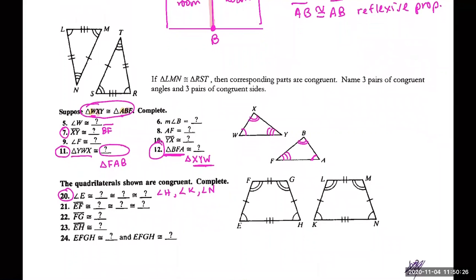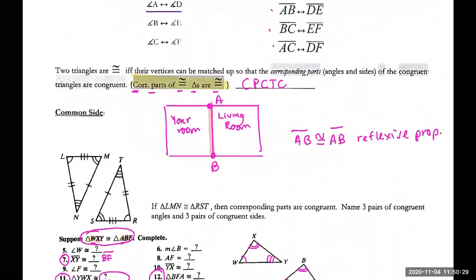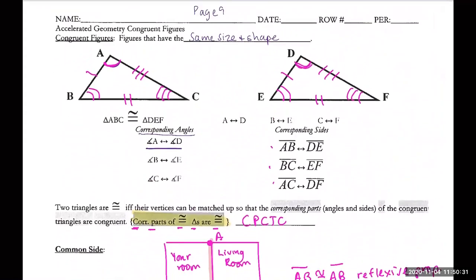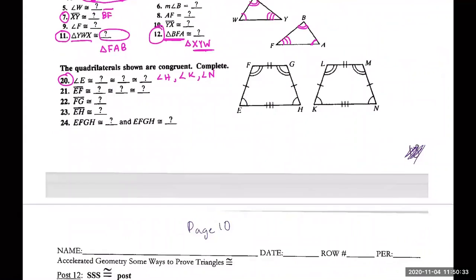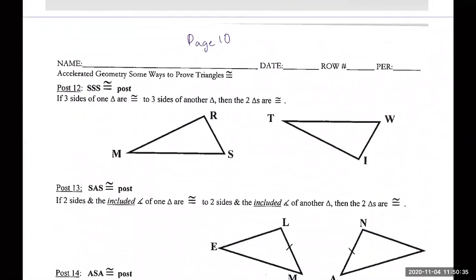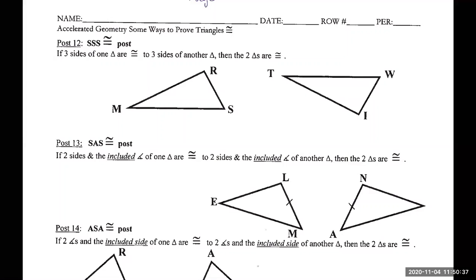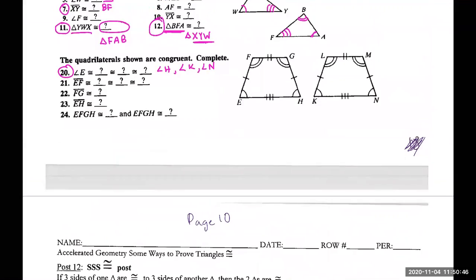So if you can find the next page for me, and some of you do have to search, we were on page 9. Now we're going to be on page 10. If I had to give you a synopsis of what this next page is, today and then the next day is going back to the top.